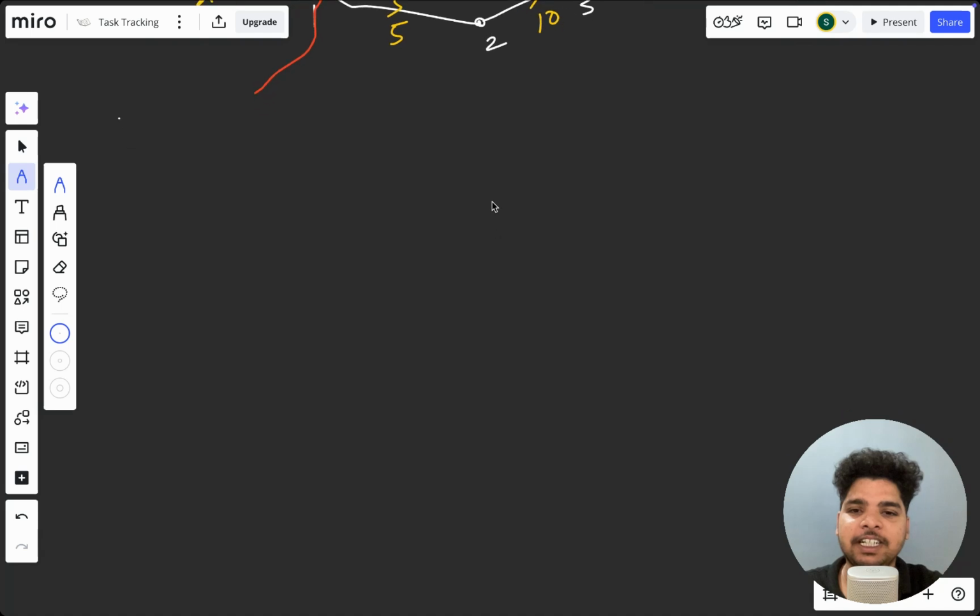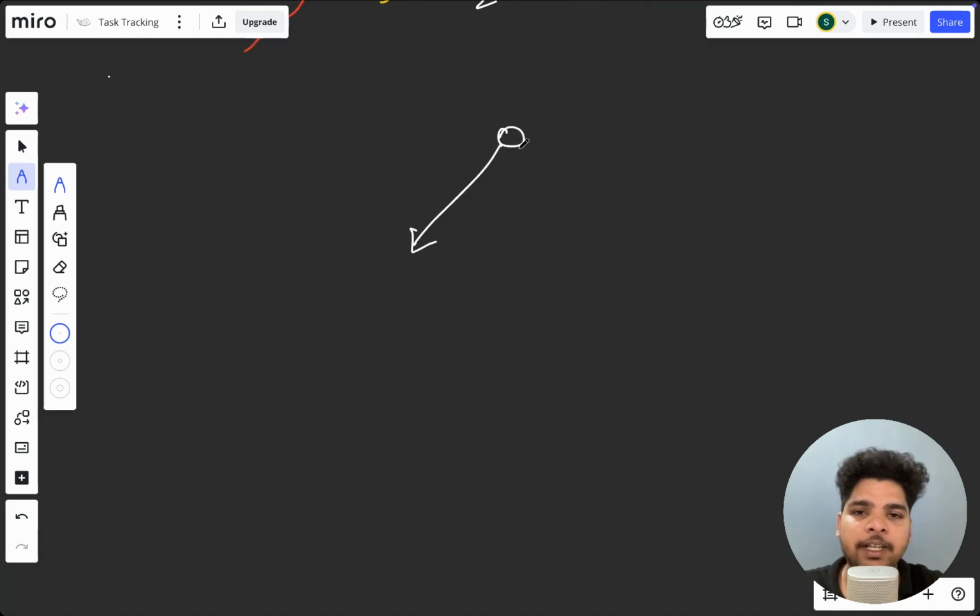So what is greedy? Basically, let's say you are at this point and you have infeasible solutions, then from those infeasible solutions you have to take one possible way.